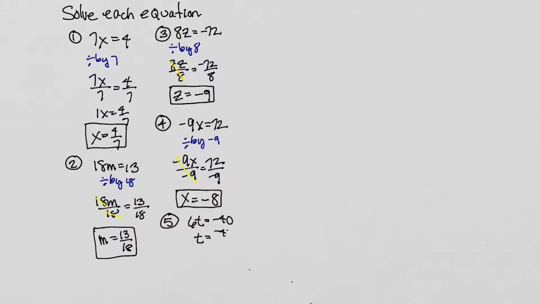And this is going to be negative 40 over 6, which we can reduce. Both those are even, so negative divided by positive is negative. Now, if I divide each one of these by 2, I'll get a 20 on the top and a 3 on the bottom. And there we have it. t is equal to negative 20/3. Our equation is solved. Number 6.